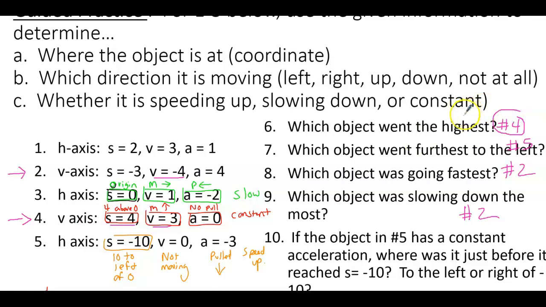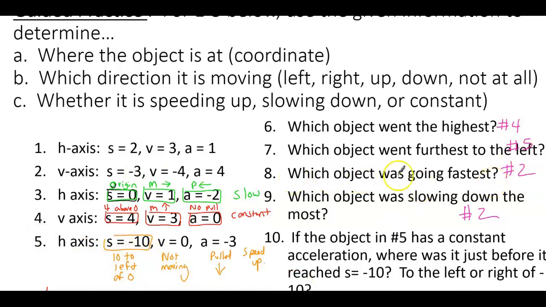Okay. Which object was farthest to the left? So if we're talking about going left, then that's going to pertain to a horizontal axis. So we're going to look at these 3. Now, first of all, let's see which one of these was furthest left. We have 2, -3, and -10. So number 5 would be the one that was farthest to the left.